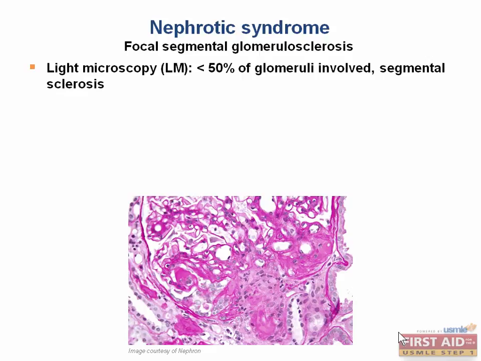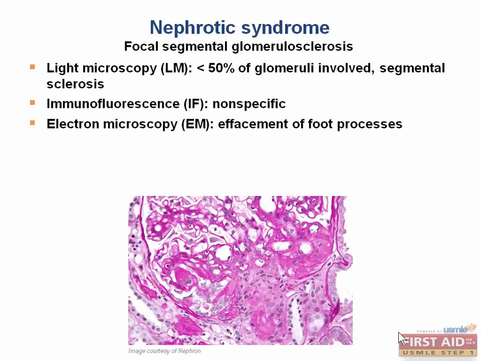Now, just looking at the name, what percentage of the glomeruli will be involved? We can tell that it's less than 50% because it's focal, and because it's segmental, only parts of the glomeruli are sclerosed, meaning they look scarred. The immunofluorescence is nonspecific, and on electron microscopy, the foot processes of the podocyte are effaced, meaning that the normally spaced foot processes with their little grooves between them disappear.